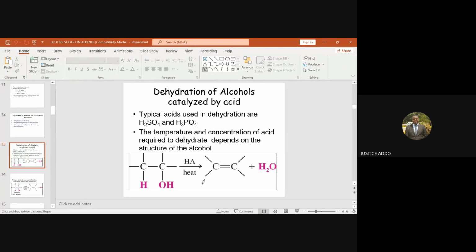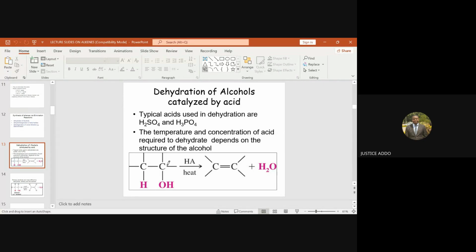Now, this is an alkene because of the double bond. The introduction of the double bond is always between the carbon that the alcohol functional group is bonded to and an adjacent carbon. So between these two carbons, you bring your double bond: the carbon that the OH is bonded to, and an adjacent carbon.